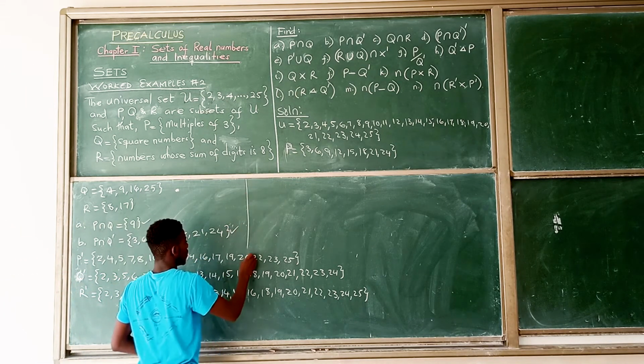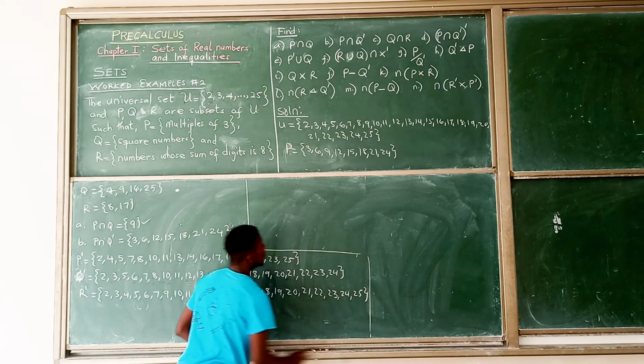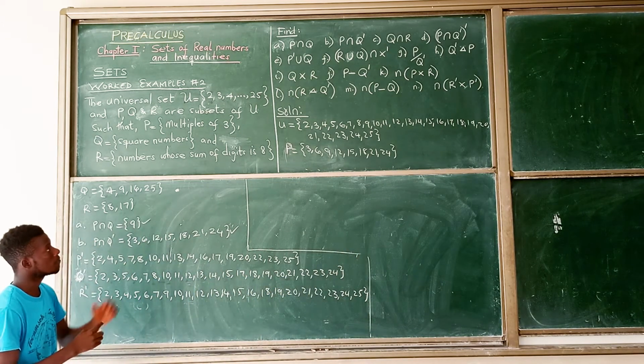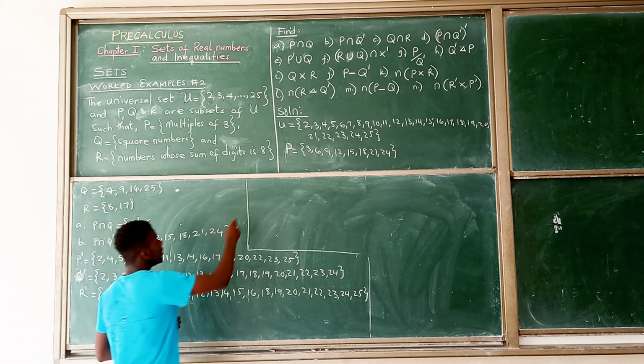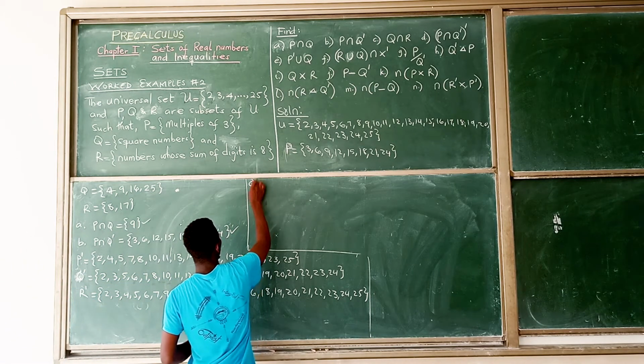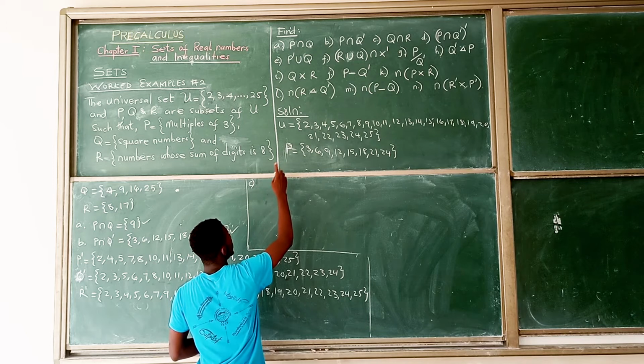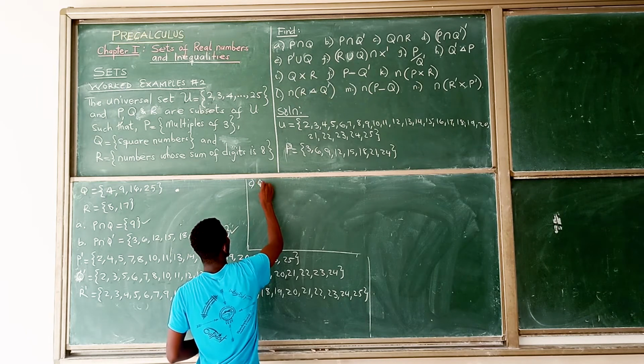And that is question number B. Let's look at C. C says we should find the elements of Q intersect R.